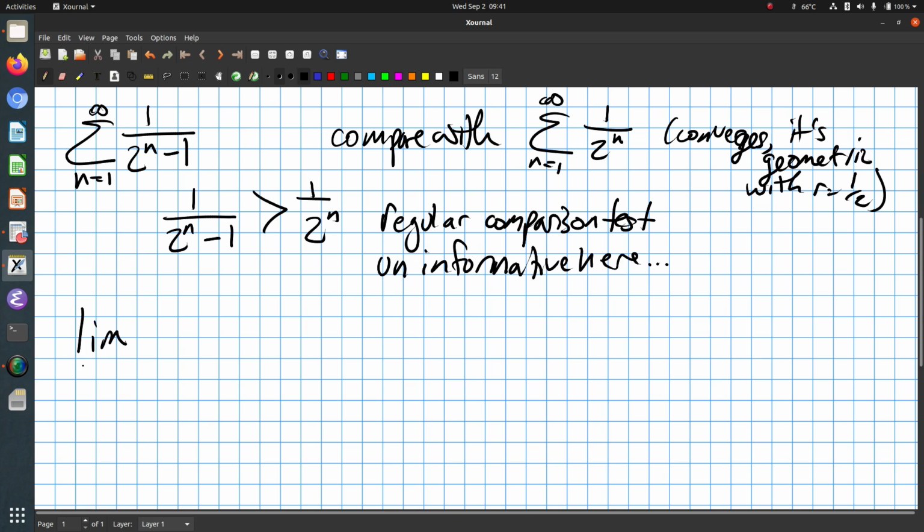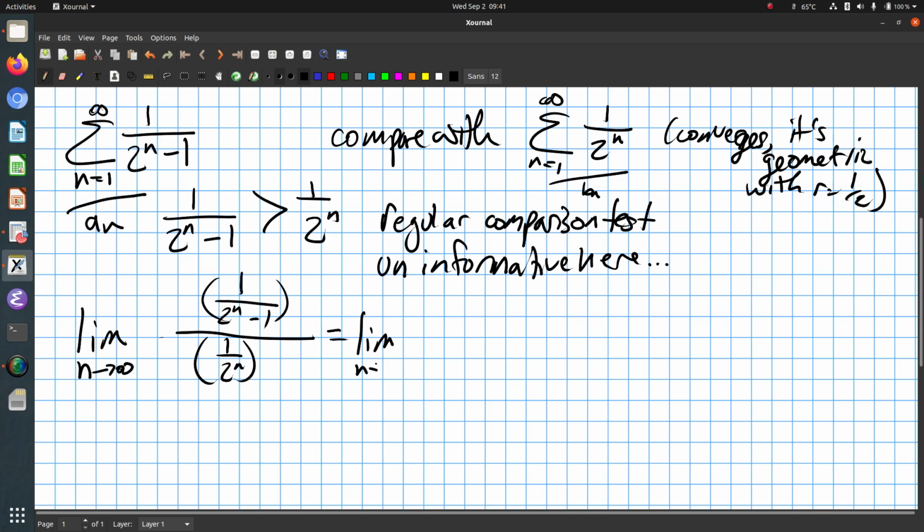The limit comparison test says, let's take the limit as n goes to infinity. We're interested in the convergence of this series. Let's call that our A_n series. And we're going to use this series, the B_n series. And we're going to want to compute this limit. Great. A little bit of algebra. And a little bit more algebra.